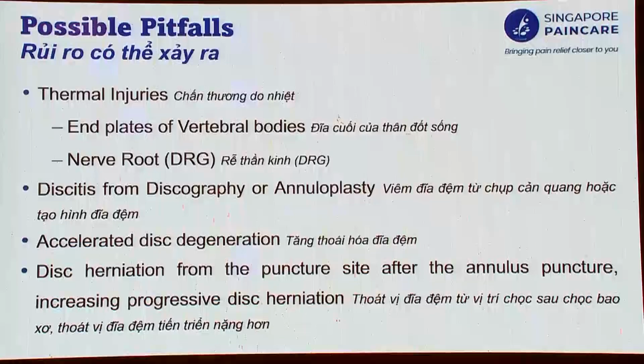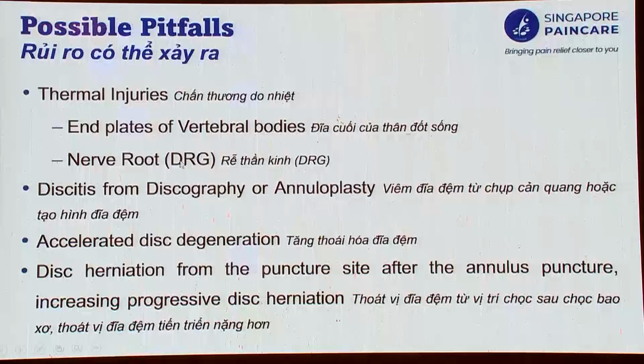Are there some problems that are related to annuloplasty? Yes, there are. Be careful of thermal injury because we are applying a lot of so-called heat to that area. So if we burn that area and your probe is not in the right place, your probe is hitting at one of the posterior, whether at the end plate of the vertebral body or the dorsal root ganglion, you're going to get a lot of thermal injury in those areas.